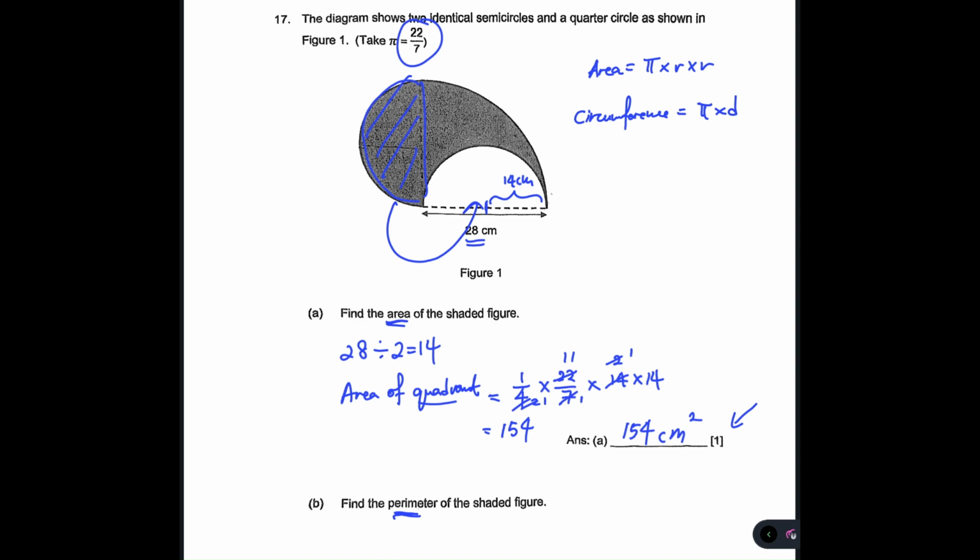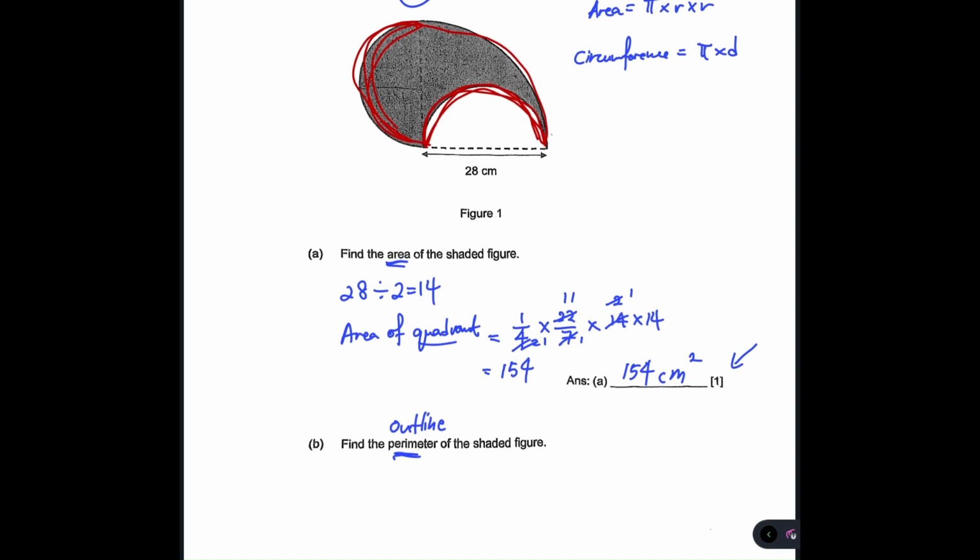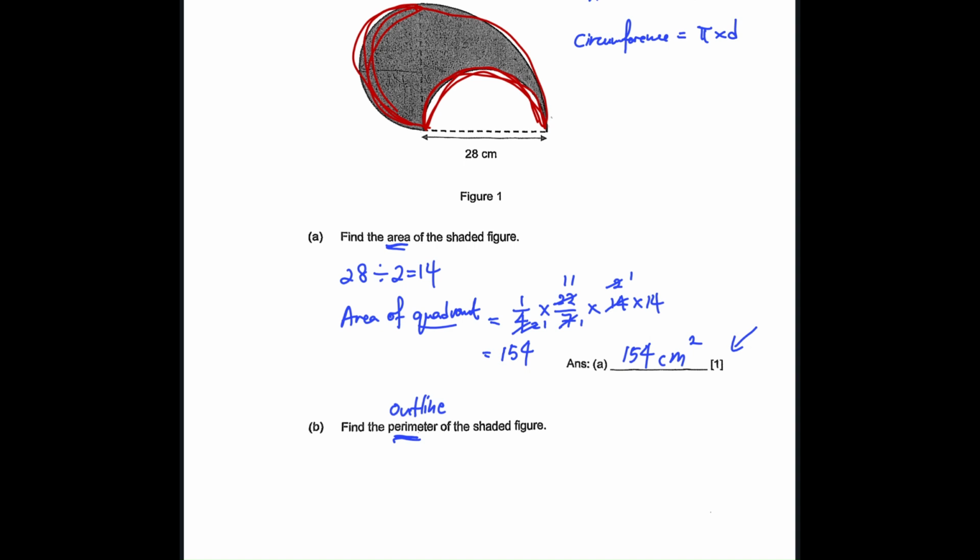Perimeter of the shaded figure. Let me clean up the diagram before we find the perimeter. Perimeter means the outline, every single line that's outside. So we have to find this line and this line. We can actually find these two lines together by treating it as a full circle. So circumference of the smaller circle would be pi times d, and pi is 22 over 7 times the diameter, which is 28.